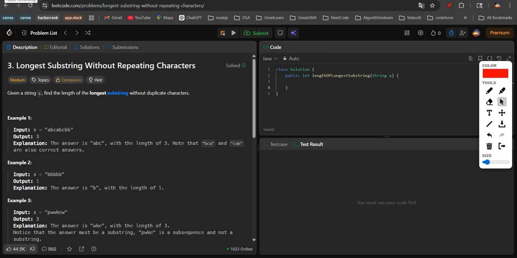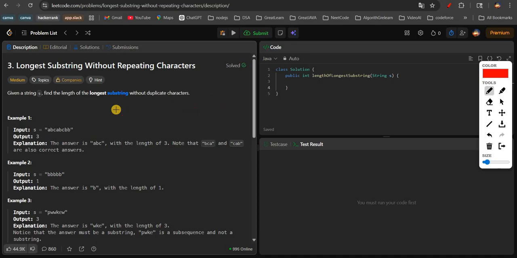For example, they have given some characters. Let's take example 1: A, B, C, A, B, C, B, B. In this, A is one substring, B is one substring, C is a substring, and each and every character is a substring of this string. Also ABC is one substring, BB is one substring, and ABCABC is one substring. But AC is not a substring. Okay, that is not a substring. I hope you understood the concept of substring.